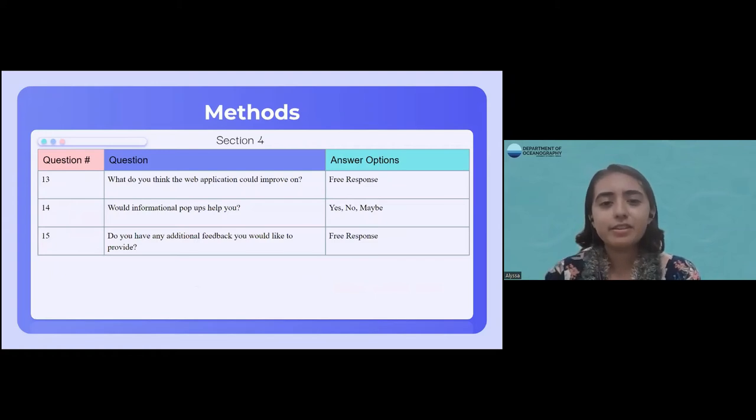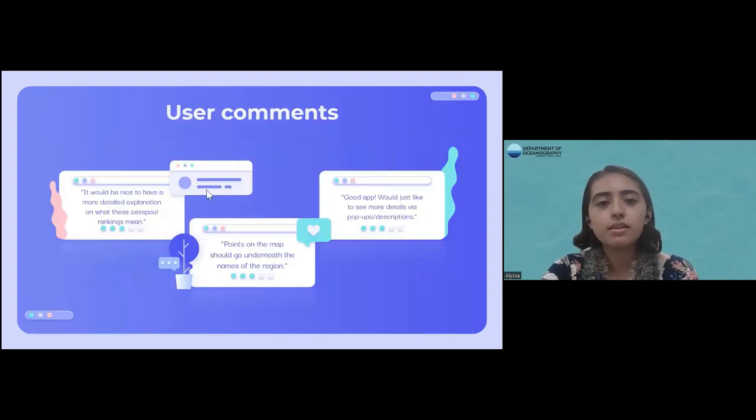And then another section that we had asked people about was what are things that we could improve on, right? Because there's always things that we're missing, we always want to fine tune things. And so we had more free response. And the user comments were great because they confirmed what we were starting to think, which was that there needs to be more information on the rankings themselves.